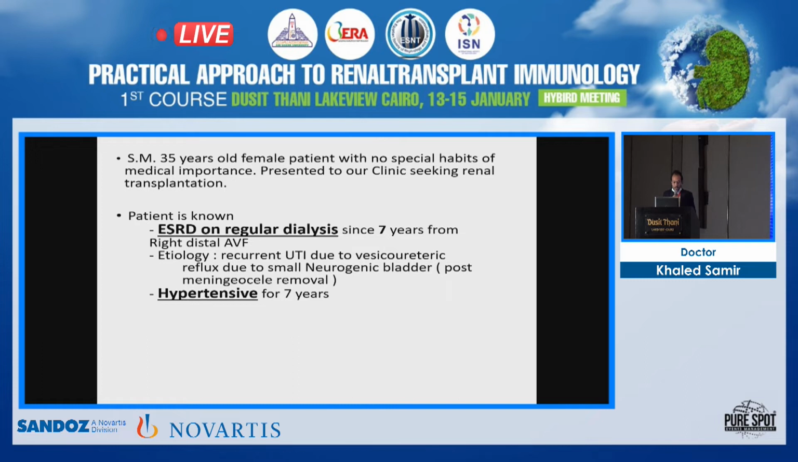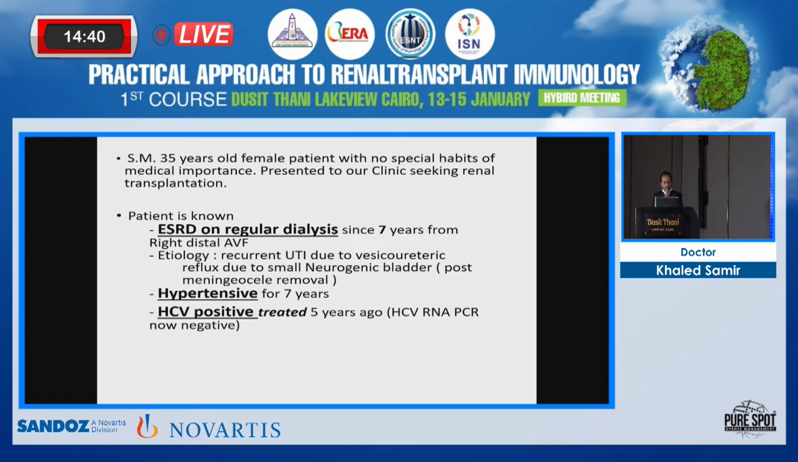The etiology of end stage renal disease: the patient had recurrent UTI due to vesicoureteral reflux, due to a small neurogenic bladder. She had a meningocele at birth, and it was removed, and since then she had neurogenic bladder and remained CKD for almost her whole life, until she started dialysis 7 years ago. The patient is also known to be hypertensive for the past 7 years.